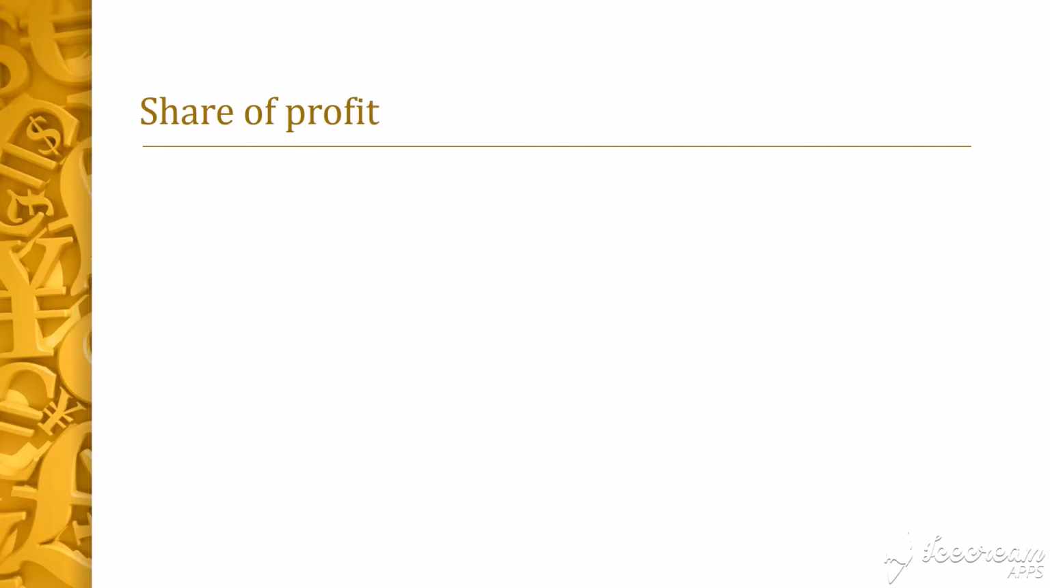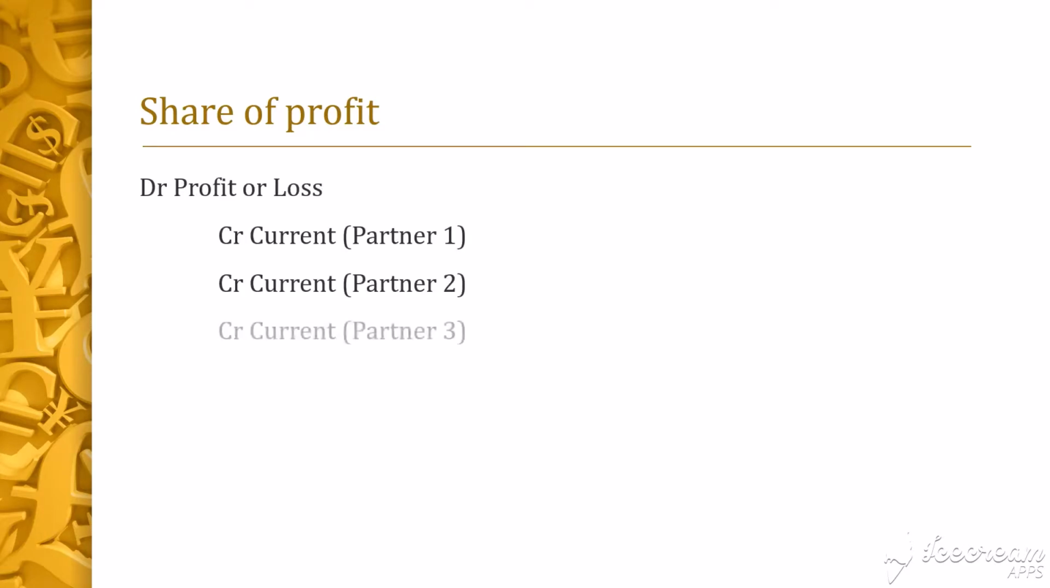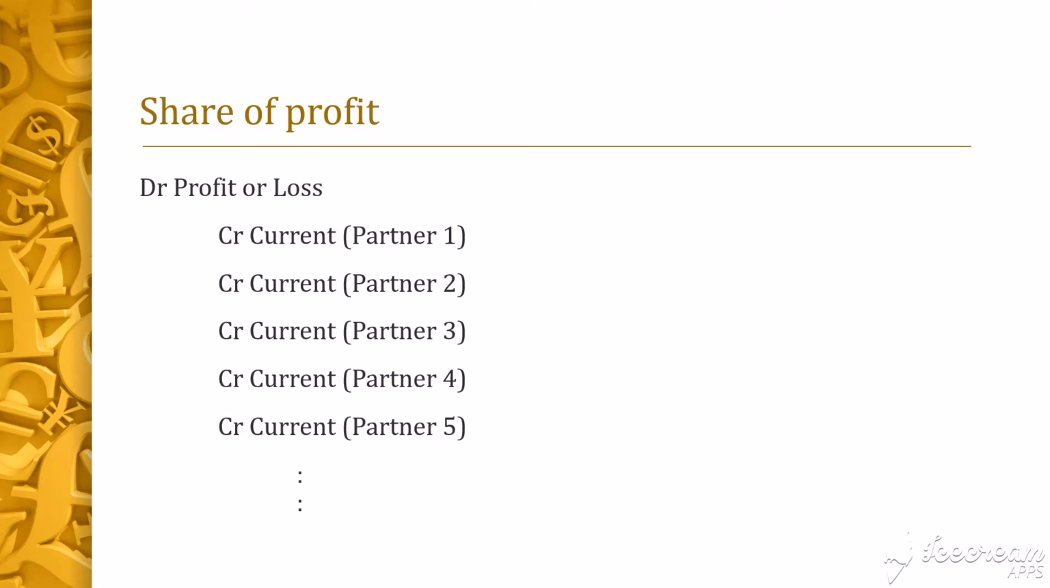The journal entry to record this is pretty straightforward. Just debit profit or loss and credit the respective partners' current accounts based on their share of net profit. The profit or loss account is a ledger account that works like an income statement, and it lists the balances of all income and expenses accounts.